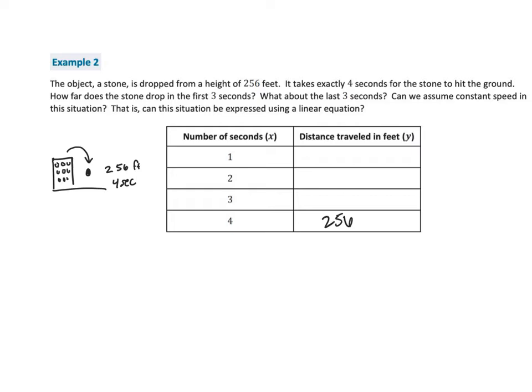So really think about this. If you were to drop something off of a high building or a high place, is it going to fall at the same speed? When you drop it right here, is it going to be going as fast as it will be right here? Okay? And the answer to this question is no. So what we have here is a non-linear situation. And the reason why it's non-linear is because it is non-constant.